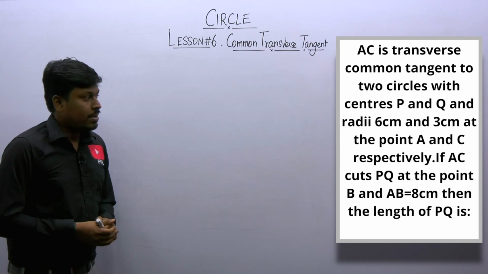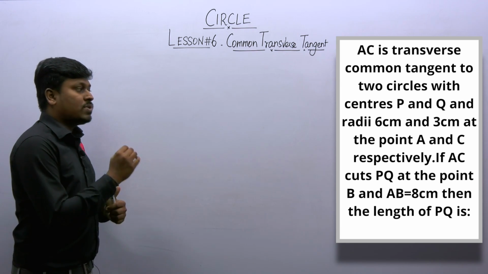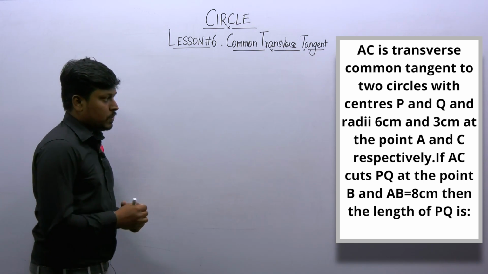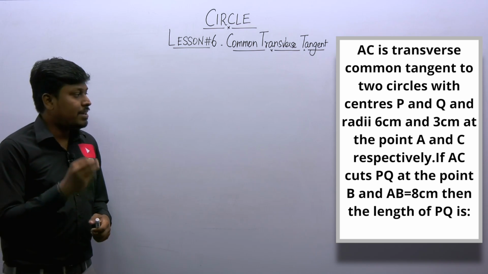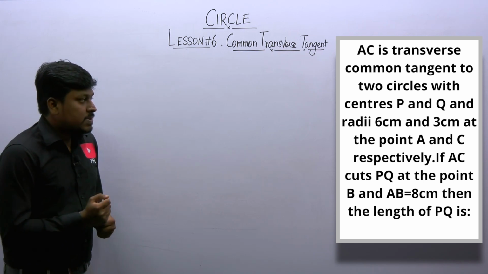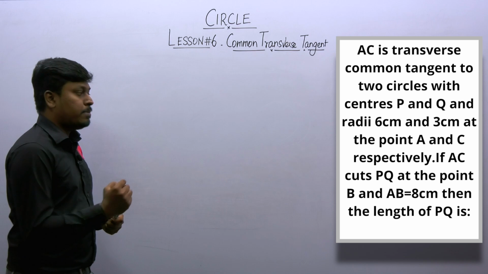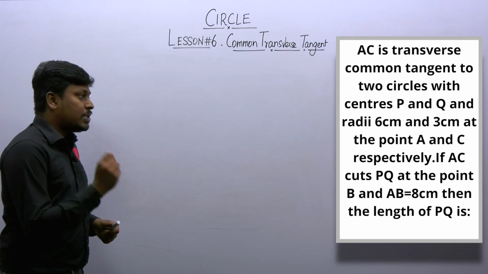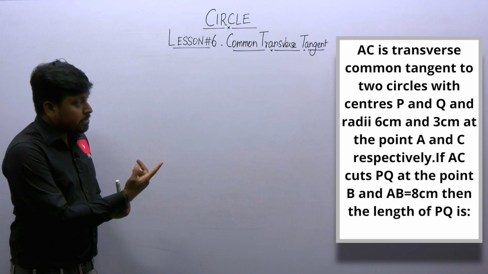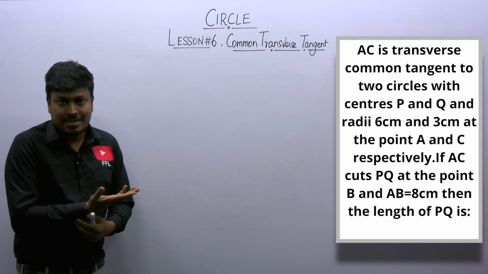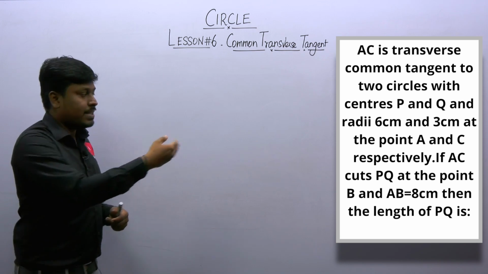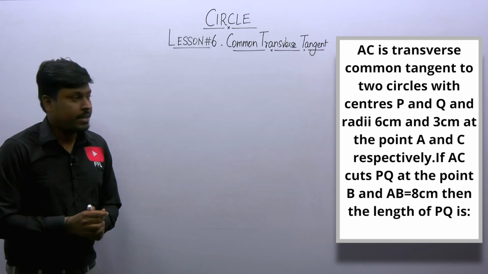Question number 4. AC is a transverse common tangent to two circles with centers P and Q and radii of 6 centimeter and 3 centimeter at point A and point C respectively. If AC cuts PQ at point B, and AB is equal to 8 centimeter, then the length of PQ is. This is one of the memory-based questions that was asked in the Staff Selection exam. Let me read the question again, and while reading we can simultaneously draw the diagram.